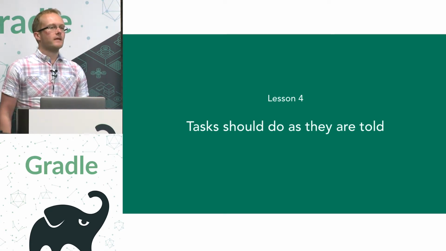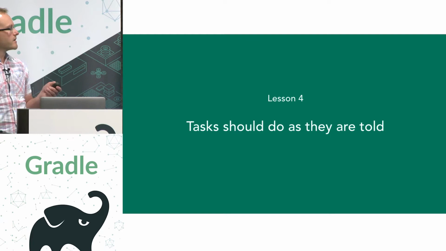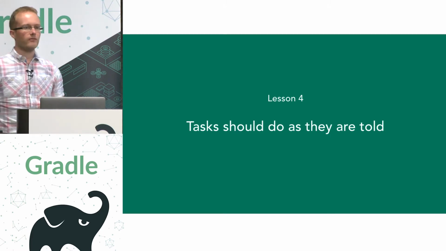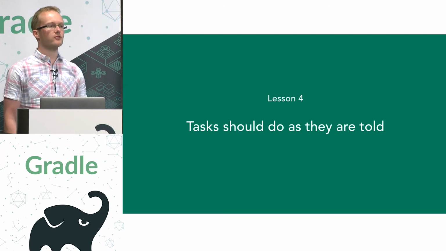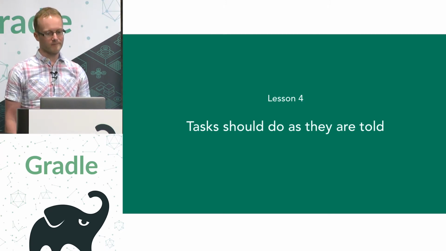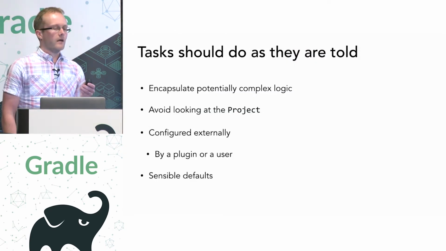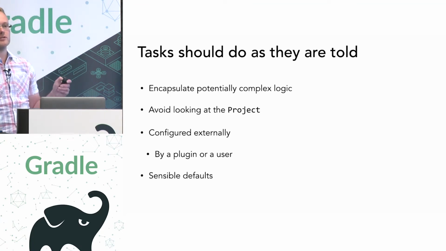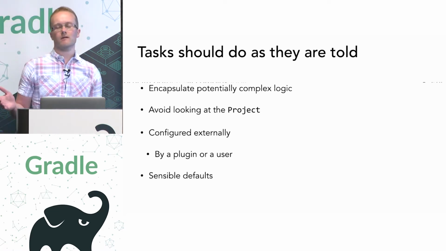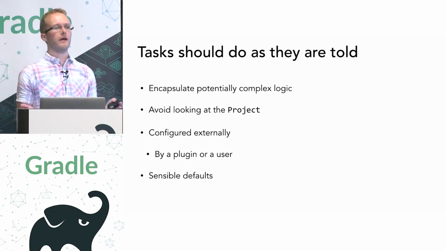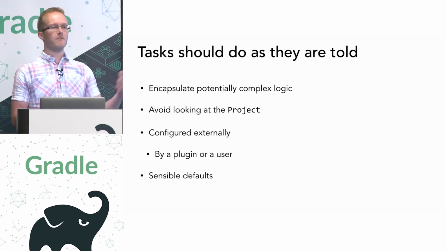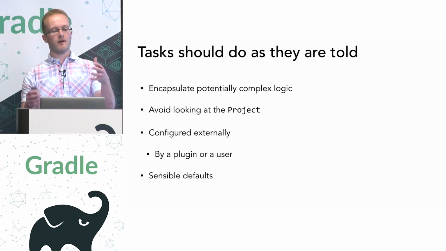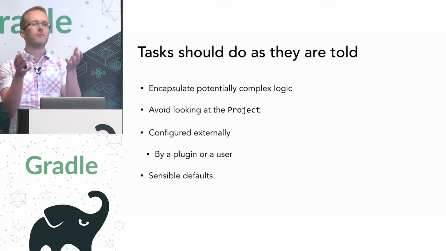I think this is the biggest lesson that we learned, and this is the biggest thing that we made an absolute mess of when we first started. Our tasks were far too clever. Instead, your task should just do what it's told. So your task can encapsulate logic that is incredibly complicated, but it shouldn't be trying to figure out what its inputs are. You could think of your task as kind of a pipeline.